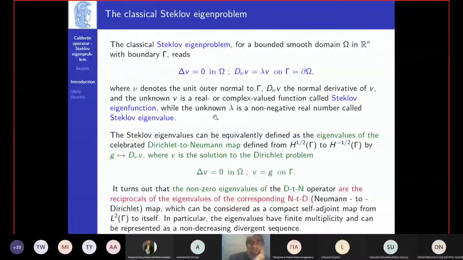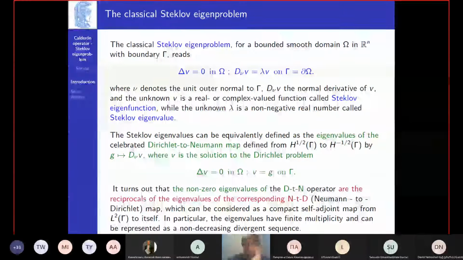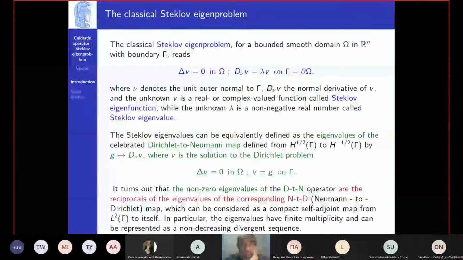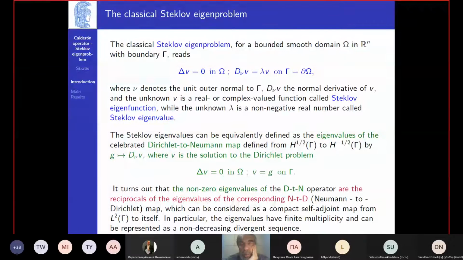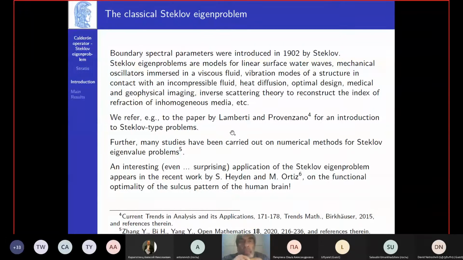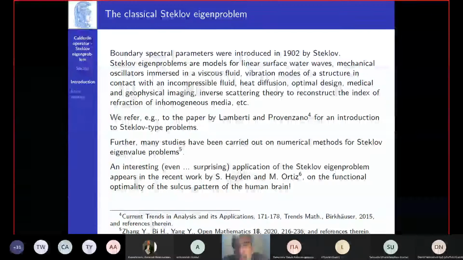The Steklov eigenvalues can be equivalently defined as the eigenvalues of the Dirichlet to Neumann map from H to the one half of the boundary to H to the minus one half of the boundary, by g mapping to the normal derivative of v, and v being a solution of the classical Dirichlet problem, a harmonic function with boundary behavior g. An interesting property is that the non-zero eigenvalues of the Dirichlet to Neumann operator are the reciprocals of the eigenvalues of the corresponding Neumann to Dirichlet operator. And these eigenvalues have finite multiplicity and can be represented as a non-decreasing divergent sequence. Now, this kind of boundary spectral parameters were introduced in 1902 by Steklov.